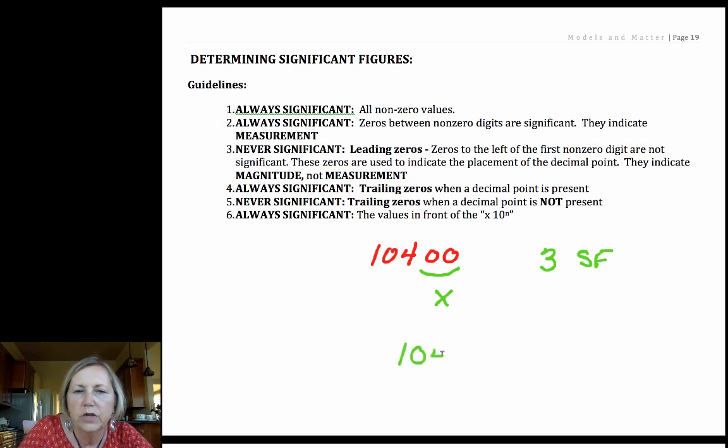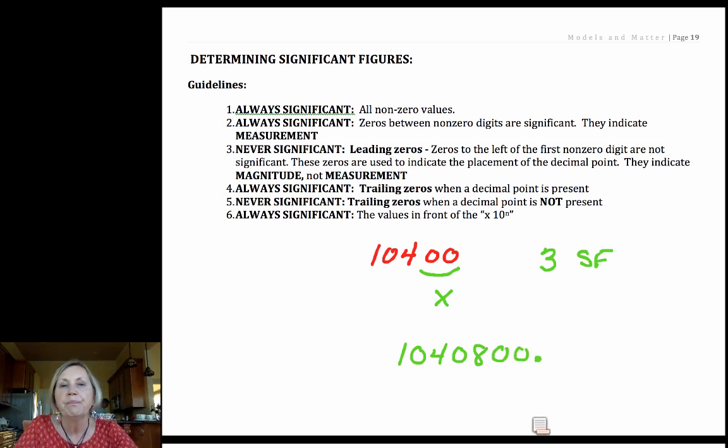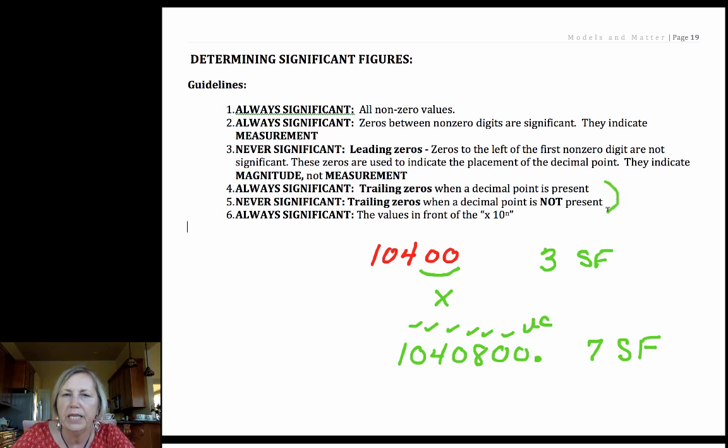If I had 104800. and then I put a decimal point there, that's how scientists tell us that these are now part of the measurement. So certain, certain, uncertain last digit. 1, 2, 3, 4, 5, 6. An unusual number, but still, 6 significant figures. So trailing zeros are dependent upon whether or not there's a decimal point.